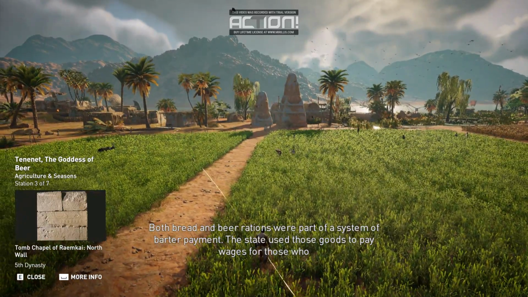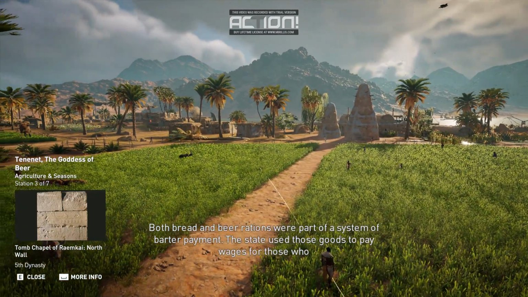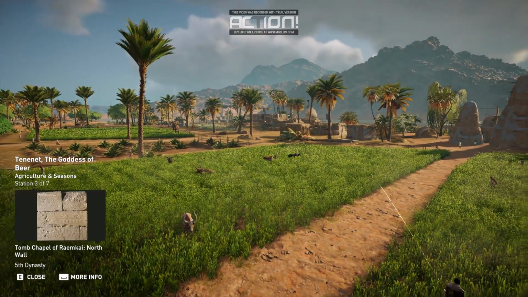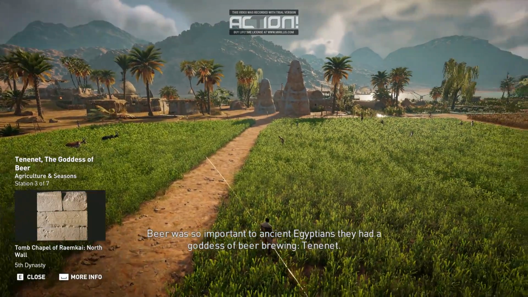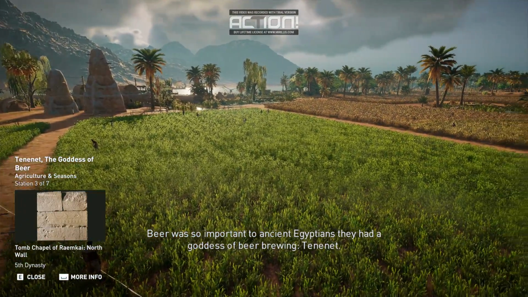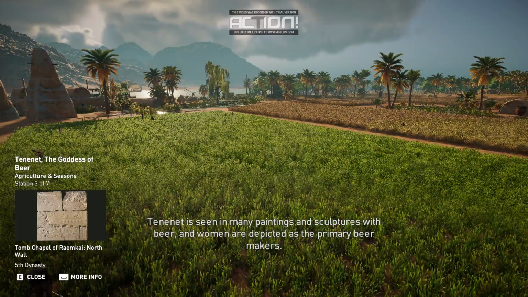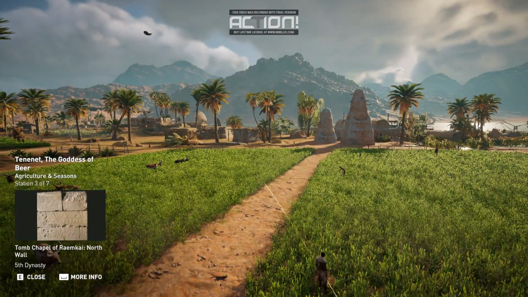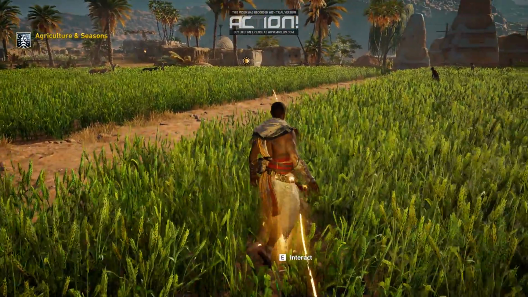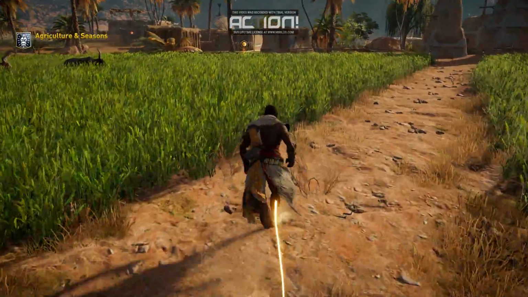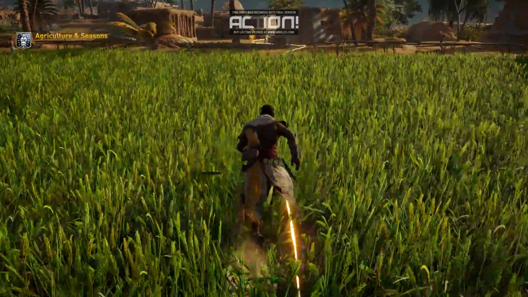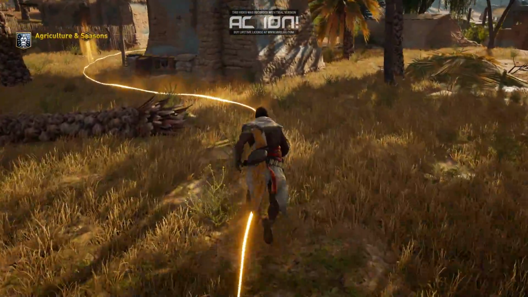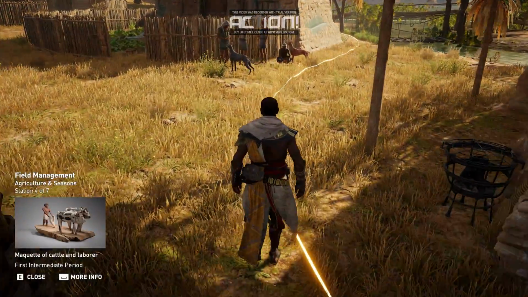Both bread and beer rations were part of a system of barter payment. The state used those goods to pay wages for those who worked in the quarries and at the construction sites. Beer was so important to ancient Egyptians, they had a goddess of beer brewing, Tenenet. Tenenet is seen in many paintings and sculptures with beer, and women are depicted as the primary beer makers. So the grains they produce not only for bread and other uses, but beer as well. Because you imagine toiling under the hot sun, either in the fields or quarries or building pyramids, you need those extra calories and carbs to produce.